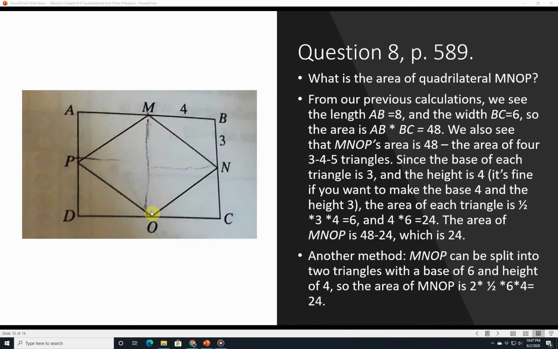If you're a little quicker on the draw, you could just factor out the 1/2 and the 2 and just go, okay, this is 6, this is 4, boom, that's 24.